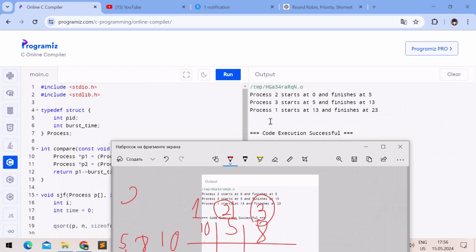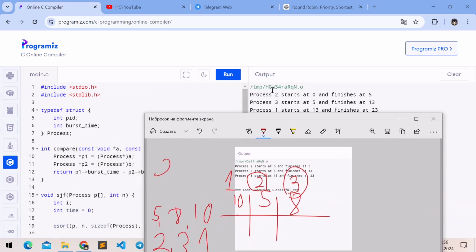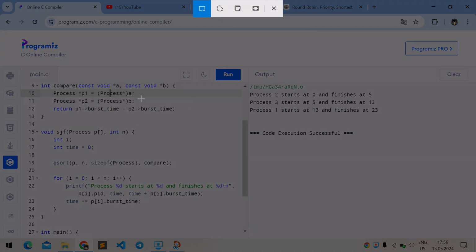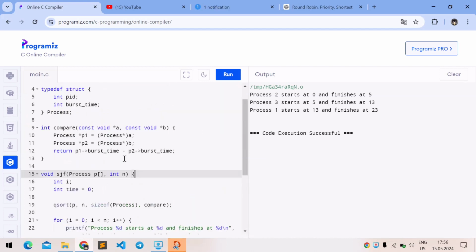Here is the code output. It says process 2 starts at 0 time units and finishes at 5, because its burst time is 5. Process 3 starts next, then process 1. And let's switch to the code.